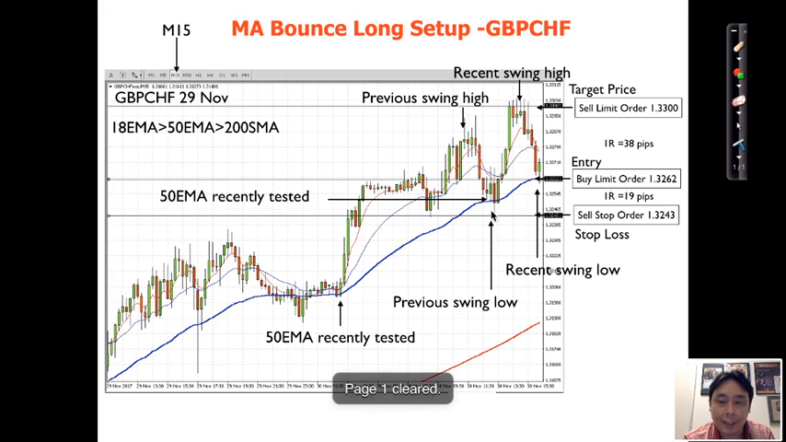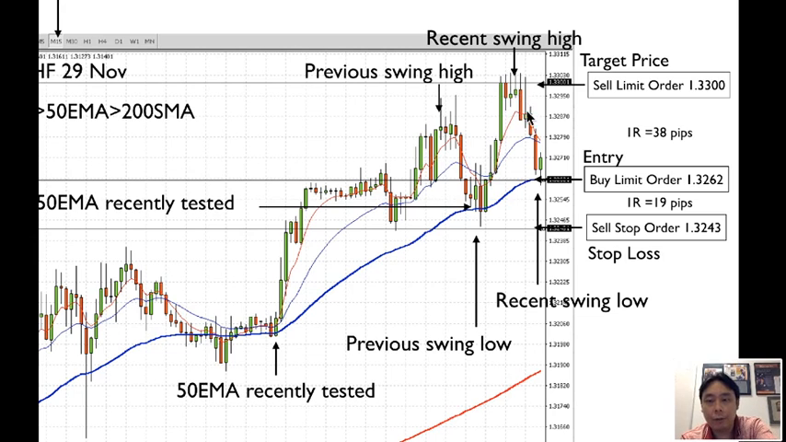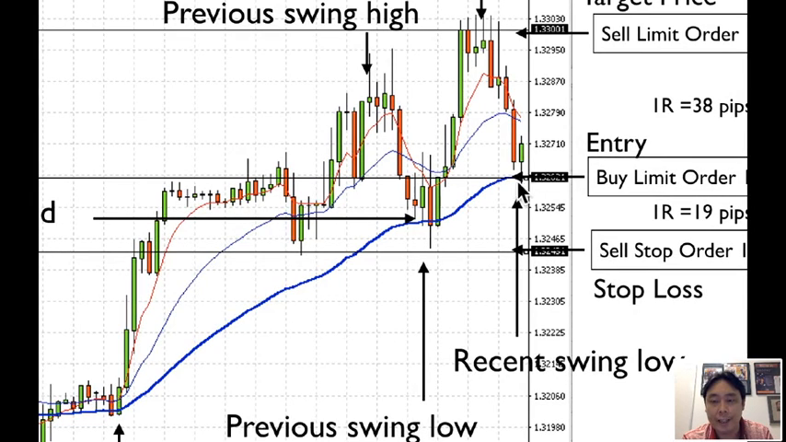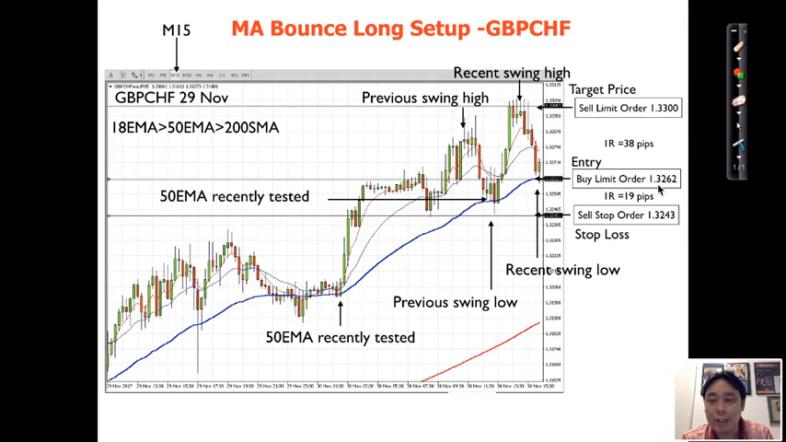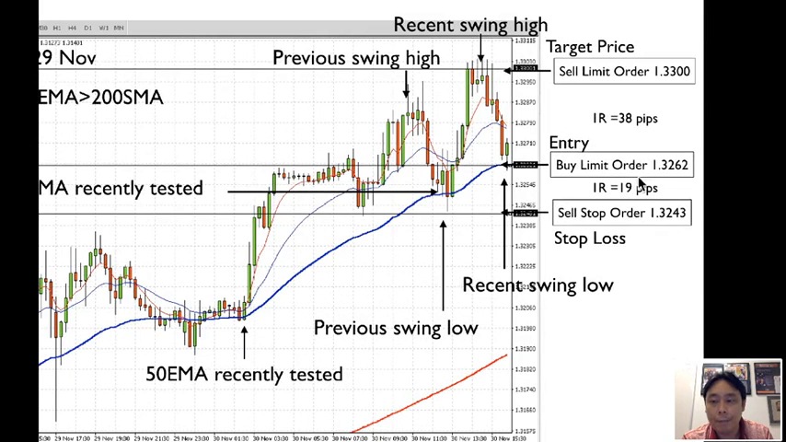The 50 has been tested before, so that gives us confidence that this 50 will be respected. As the price is coming down, I place a buy limit order right at the 50 EMA, which happens to be 3262. And I place my stop loss, in this case 19 pips away, at 3243.